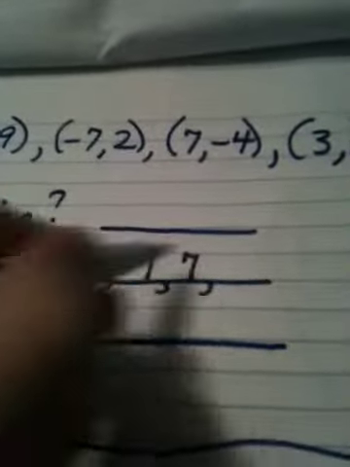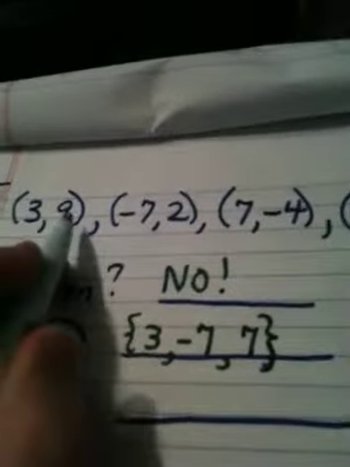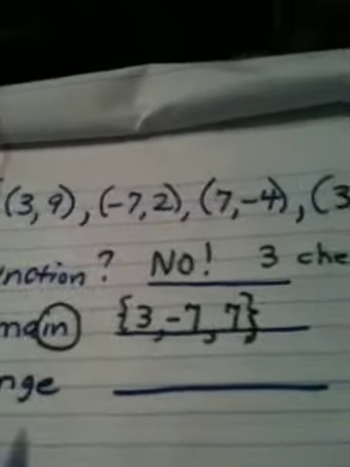Well, we don't need to list it again, but that should certainly let you know that we're in trouble with this being a function. 3 chose 9. Now 3 is changing its mind and choosing 1. Not a function. It can't do that. 3 is a cheater. Okay? 3 cheats. Not good.